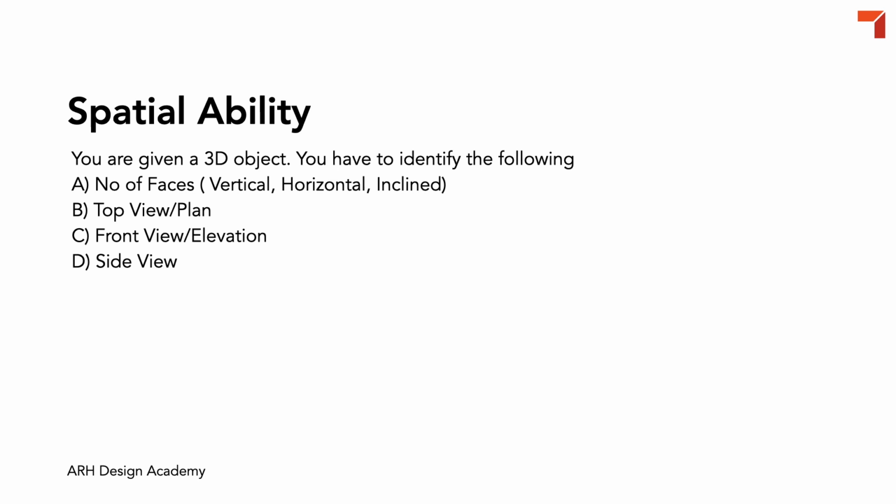So this is a question set on spatial ability. As I said, you will be given a 3D image and you have to identify the following. So first you have to do is number of faces, vertical, horizontal and inclined. Also the orthographic views such as front view, top view, side view, you also have to do that. Write down your answers and see me at the end of the video.